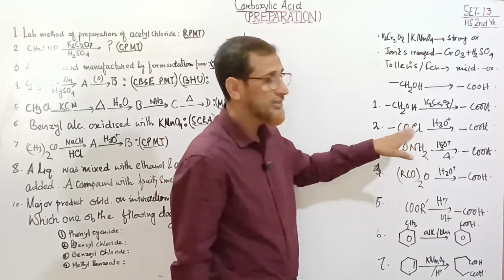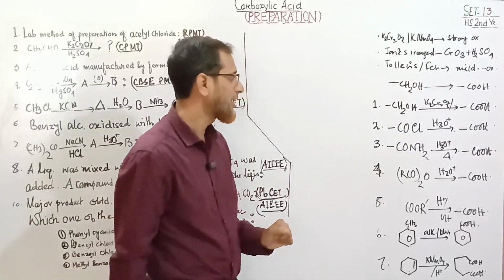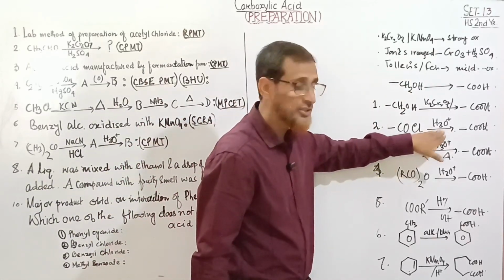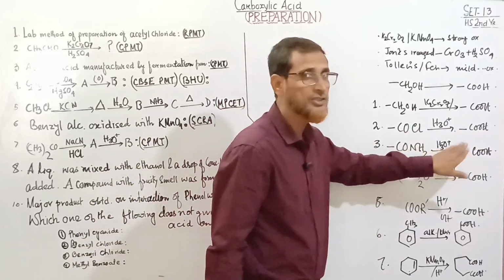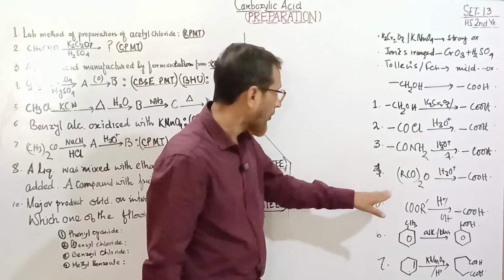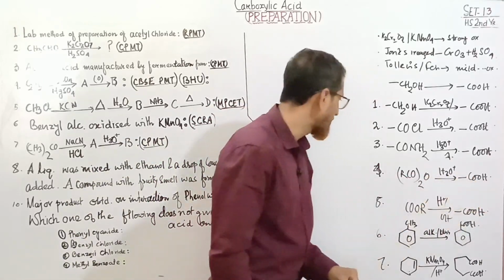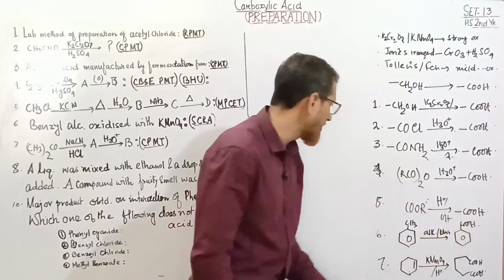Acid chloride, COCl, COX, acid halide or acyl halide, whatever you name it. On acid hydrolysis, you will get carboxylic acid. On amide acid hydrolysis, you will get carboxylic acid. Or acid anhydride on hydrolysis, you will get carboxylic acid. Or ester on acid hydrolysis, you will get COOH.